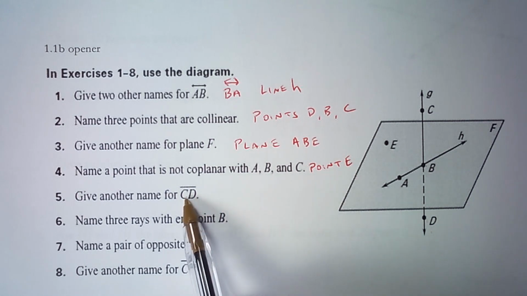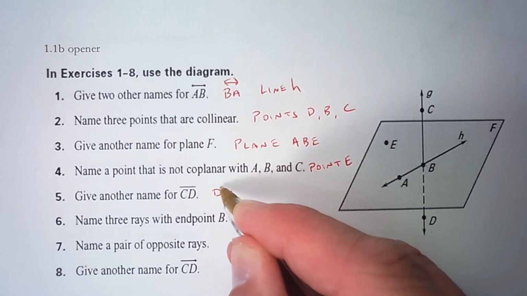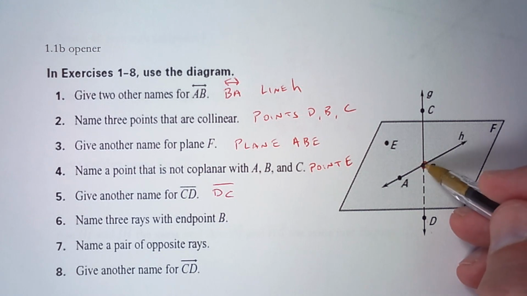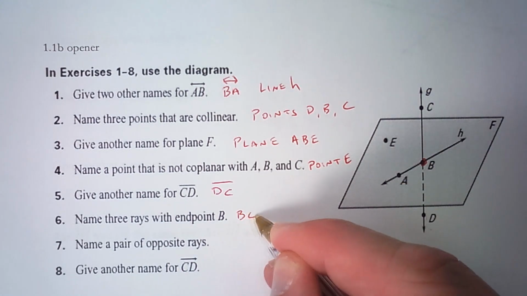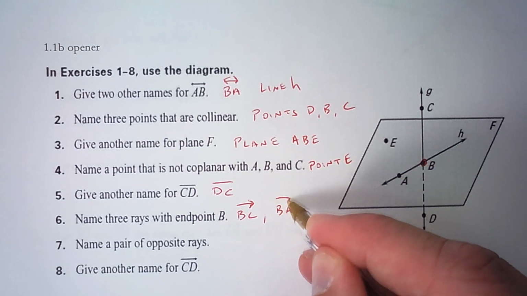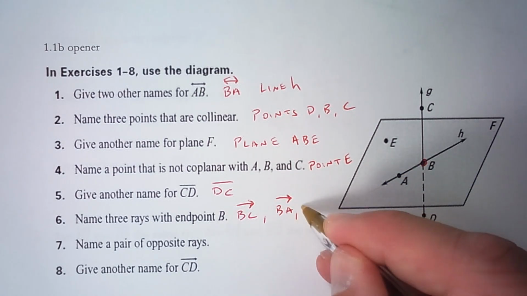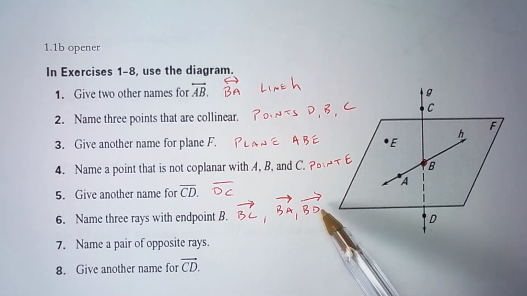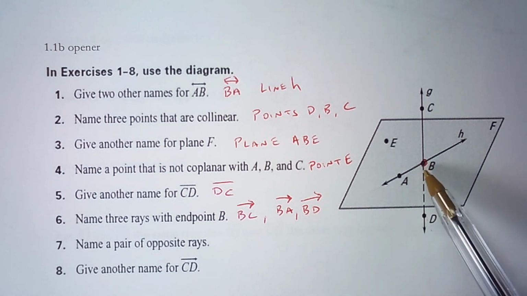Give another name for segment CD. There's only one way to rename a segment, and that is to turn it around to segment DC. Name 3 rays with endpoint B. So here's point B. I could name ray BC, ray BA, and ray BD. Remember, when you name a ray, you must begin with the endpoint and end with a point that it goes through, and then it goes past that point and goes on forever.